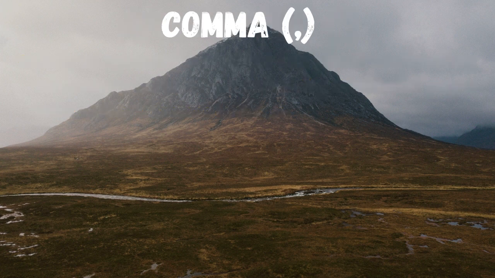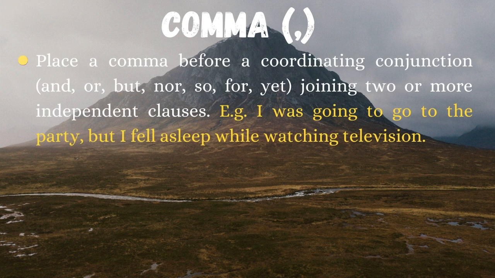Comma. Place a comma before a coordinating conjunction (and, or, but, nor, so, for, yet) joining two or more independent clauses. Example: I was going to go to the party, but I fell asleep while watching television.